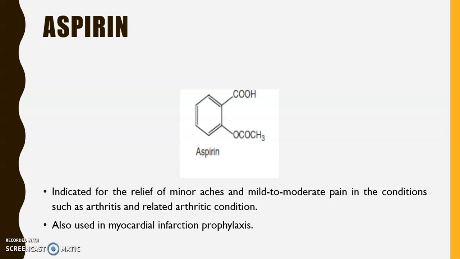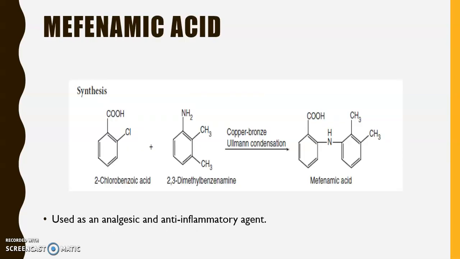So aspirin, it is acetyl salicylic acid. It is used for relief of minor aches and mild to moderate pain in conditions like arthritis. It is also used in myocardial infarction prophylaxis. Mefenamic acid, it is used as an analgesic and anti-inflammatory agent. It is synthesized from 2-chlorobenzoic acid and 2,3-dimethylaniline.